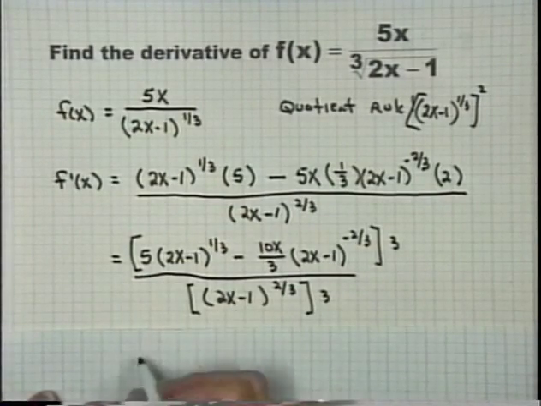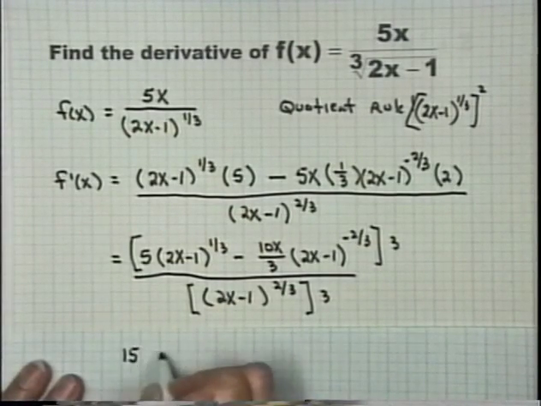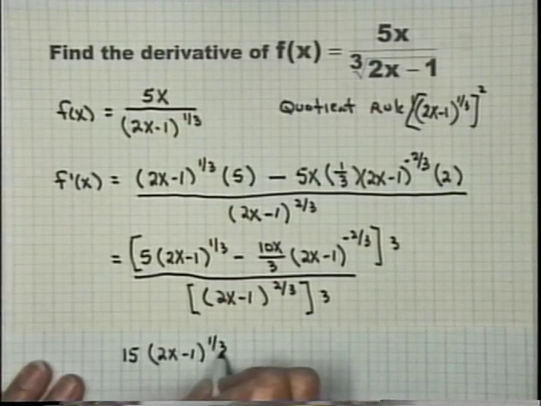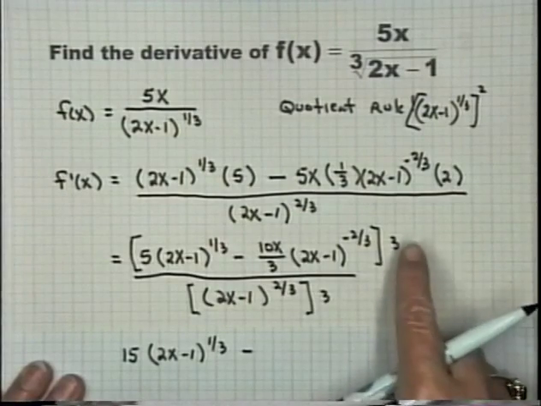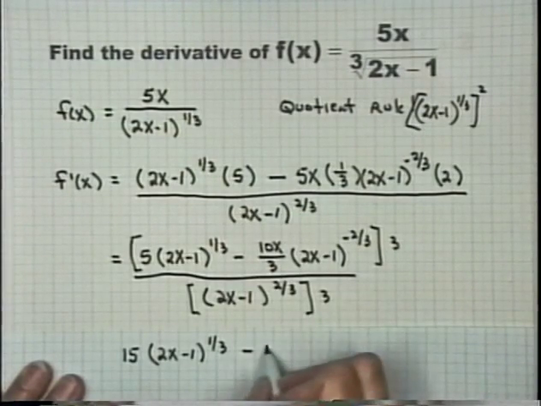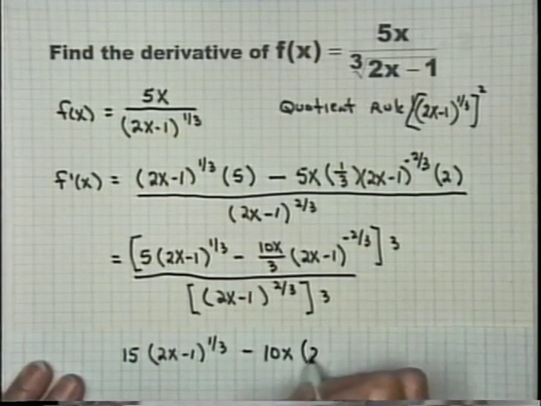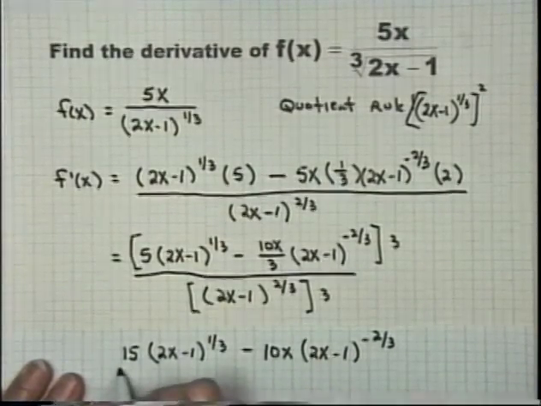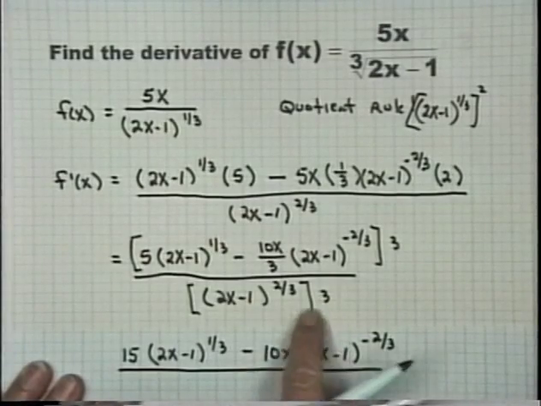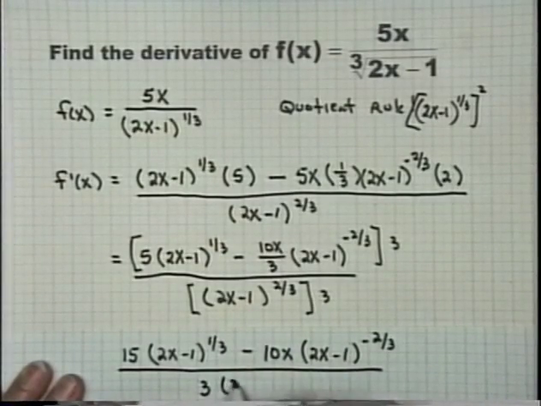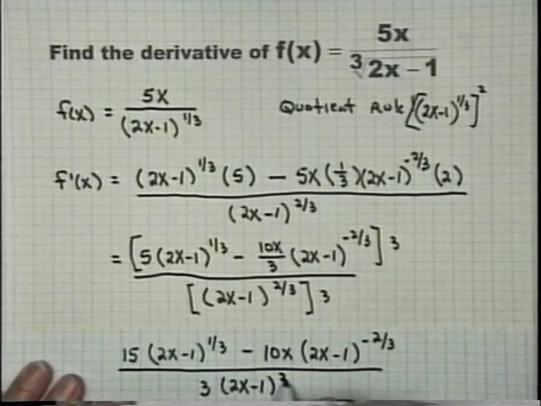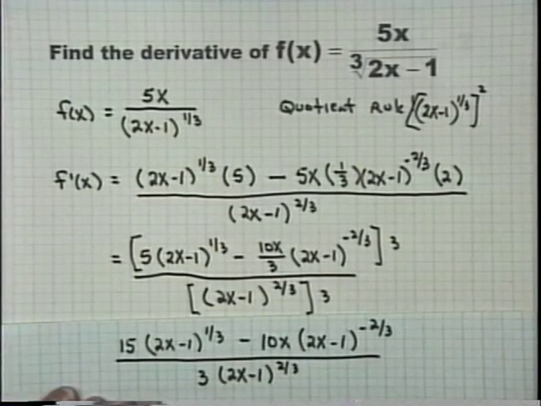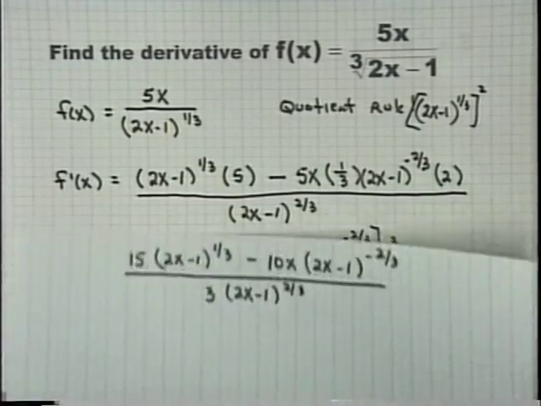3 times this gives me 15 times 2x minus 1 to the 1/3 minus, the 3 will cancel this 3, so I'll have 10x times 2x minus 1 to the negative 2/3, and then this is going to be over 3 times the 2x minus 1 to the 2/3. Do you see what we've done just to clear out that fraction? Okay, so that's taking care of one of our problems.